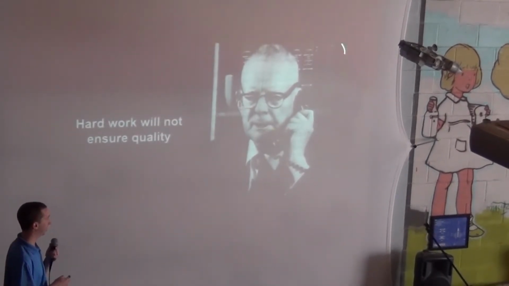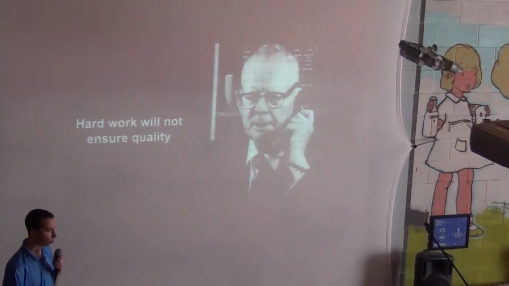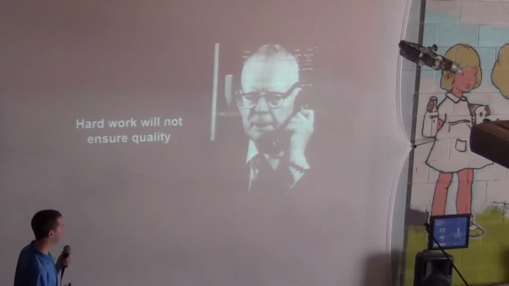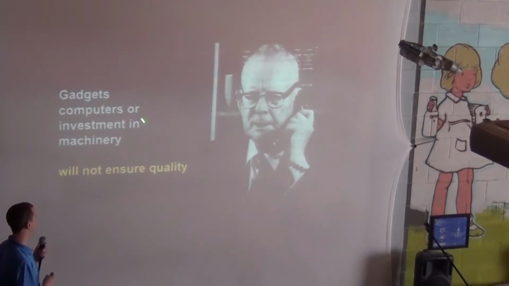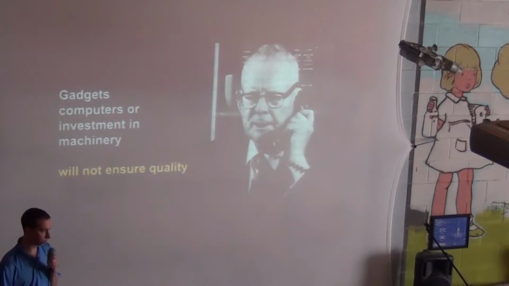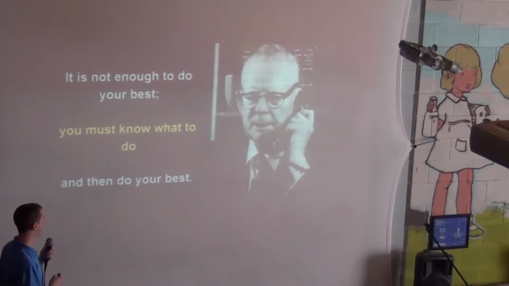And this is W. Edwards Deming. He's a great thinker about how systems work, how you should be designing quality into systems. And he has this awesome quote that's multifaceted. Hard work will not ensure quality. Best efforts will not ensure quality. Gadgets, computers, or investment in machinery will not ensure quality. So just the fact that you have an automation tool, you have Puppet, doesn't mean you're going to immediately have better quality. It is not enough just to do your best. You must know what to do and then do your best.